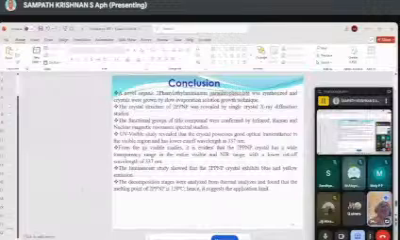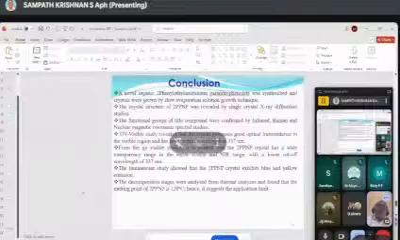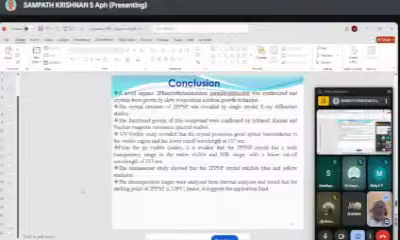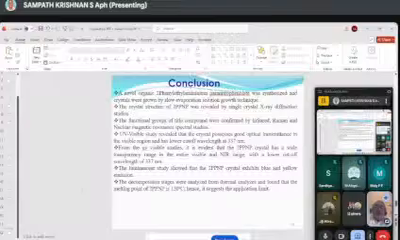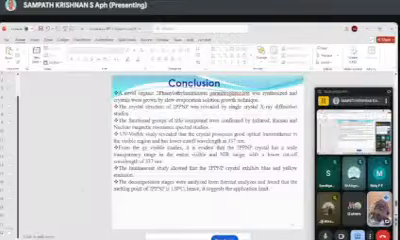The luminescence study shows that the 2PPNP crystal exhibits blue and yellow emissions. The decomposition stages were analyzed from the thermal analysis, and the melting point of 2PPNP is found to be around 120 degrees centigrade. Hence, it is suggested that the grown crystals can be widely used as optical materials. Thank you.